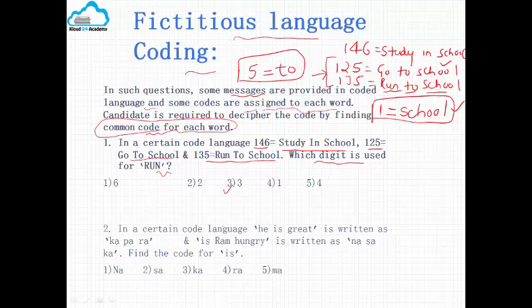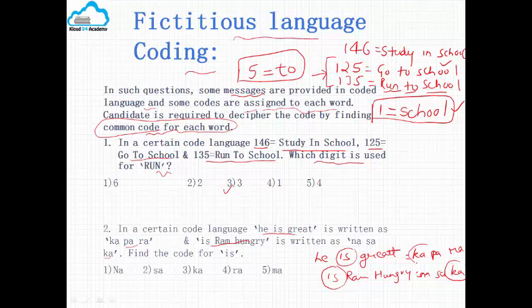Let's look at another question. In a certain code language, he is great is written as kapara and is Ram hungry is written as nasaka. Find the code for is. So what is common here? The word is is common. And what is common in kapara and nasaka? Ka is common. So is is equal to ka. It is ka.